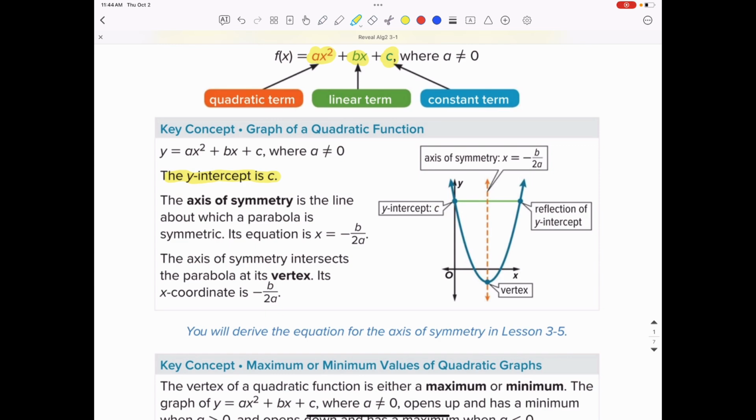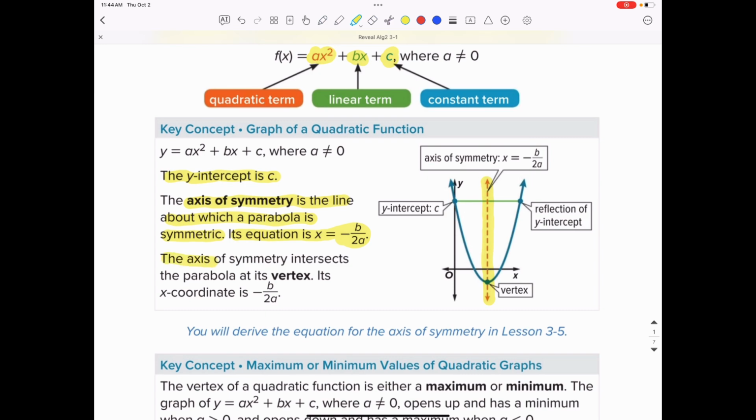The axis of symmetry is the line about which the parabola is symmetric. So if I look over at this picture, the axis of symmetry is this line that runs right down through the middle of the parabola, that you can fold the parabola over to show that it is symmetric. The equation of that line uses the values of a and b to find it. Its equation is x equals negative b over 2a.